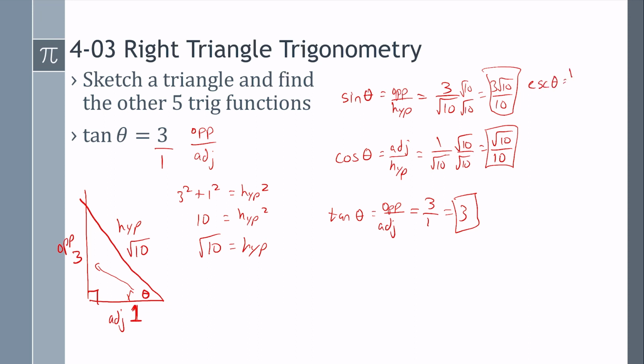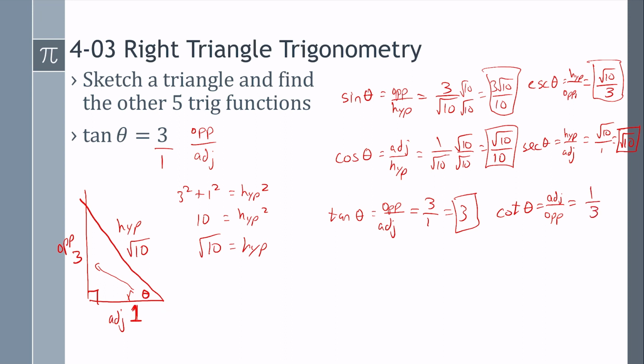Cosecant is the reciprocal of sine. It's the hypotenuse over the opposite. So it's square root of 10 over 3. Secant is the reciprocal of cosine. It is the hypotenuse over the adjacent. So it's square root of 10 over 1, which is just the square root of 10. And cotangent is the reciprocal of tangent, so it's the adjacent over the opposite. The adjacent is 1, the opposite is 3.